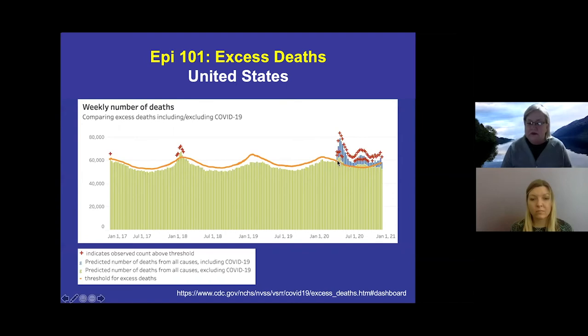But the interesting thing to note is that we also have several weeks here in 2020 where deaths from causes other than what was coded as being COVID-related are above this threshold. So we have this big period here where we have quite a few weeks, I'm sorry, of excess deaths, and also in here.